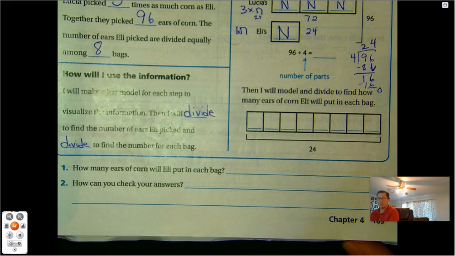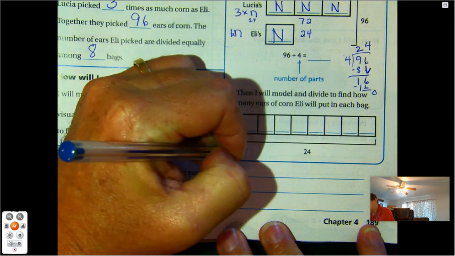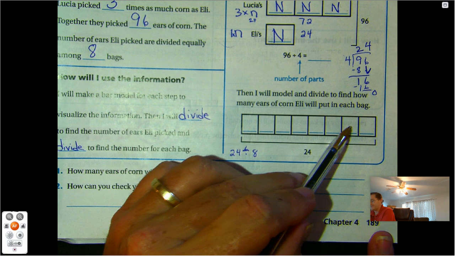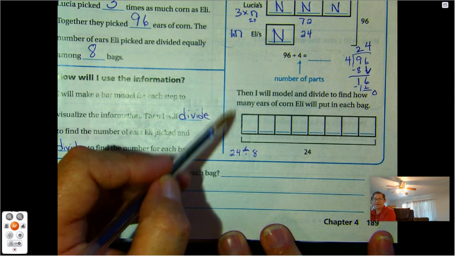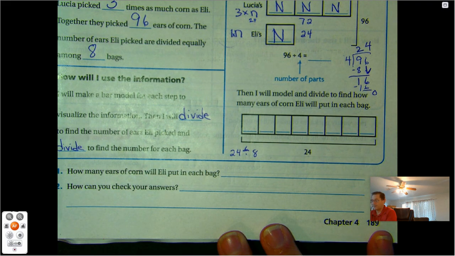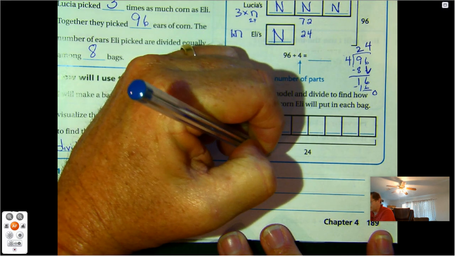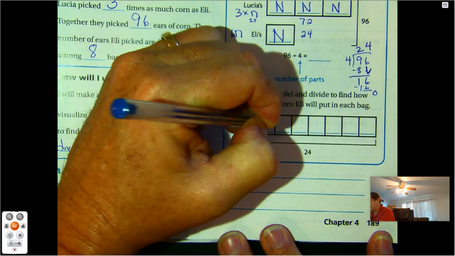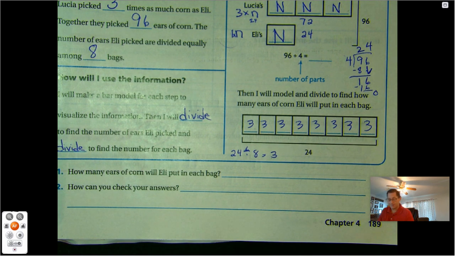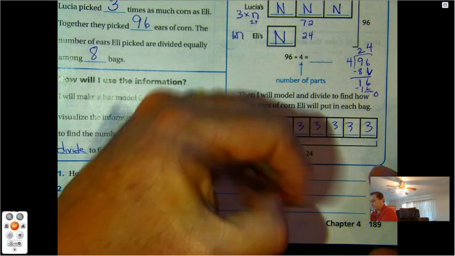All right, so now what is 24 divided by 8? 1, 2, 3, 4, 5, 6, 7, 8. Those represent the 8 bags, and together they have to add up to 24. So each bag will have the same amount. And I know that 8 times 3 is 24. So each of these has to be 3. So how many ears of corn will Eli put in each bag? 3 ears of corn.